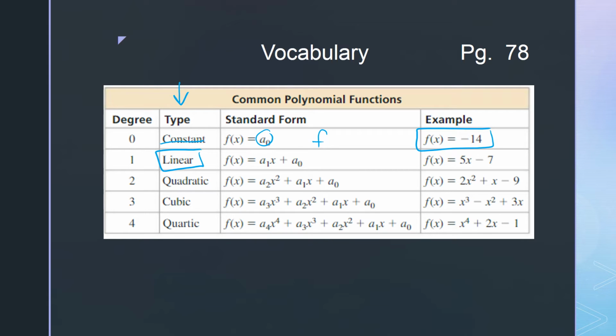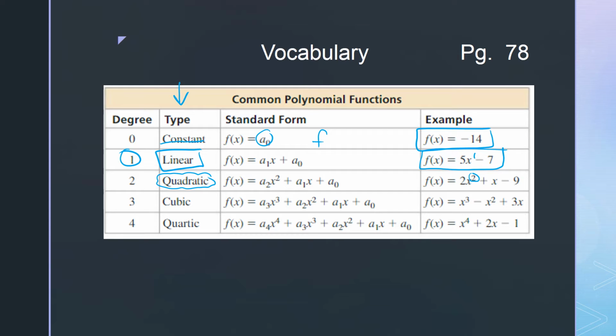A linear function, which you should already be familiar with, would look like something that has a degree of 1. If you notice here it says degree of 1 because my largest exponent is 1. Quadratic you are very familiar with. And that is where you're going to look for this x squared.